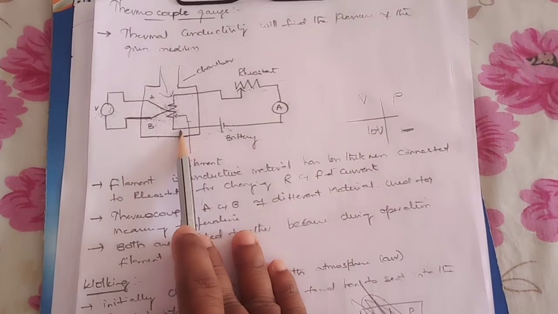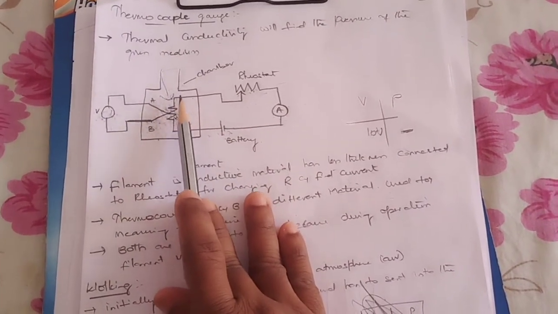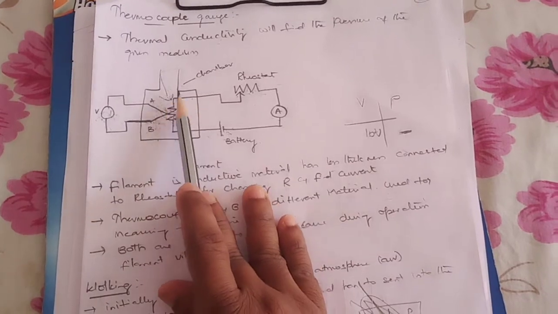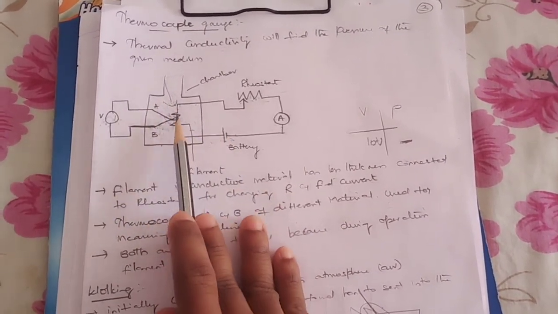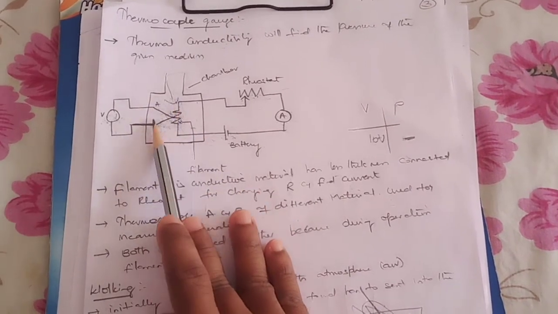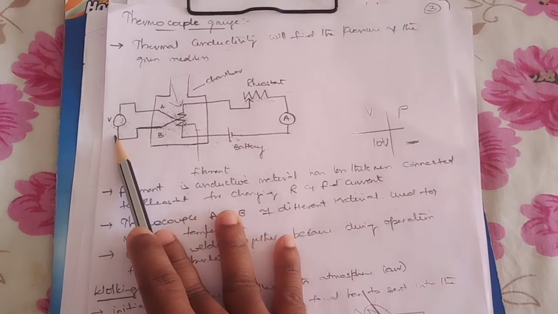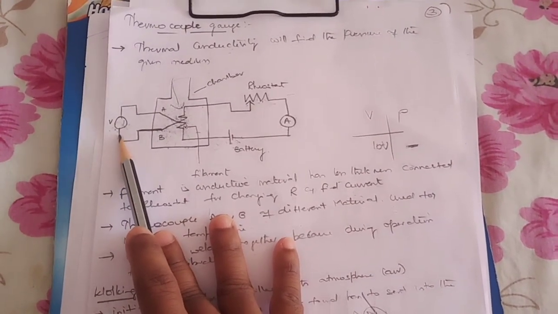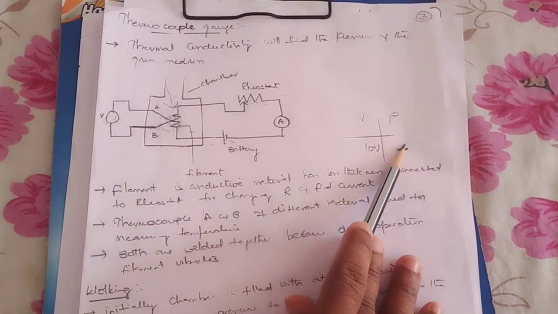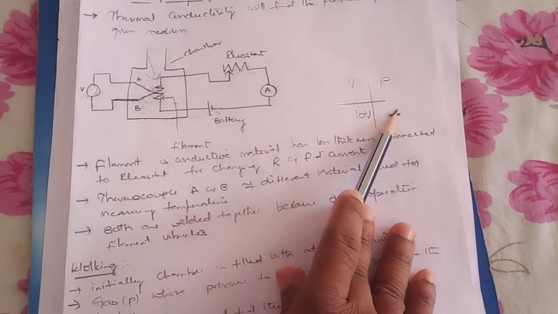So next, what shall we do? The chamber should be filled with the gas whose unknown pressure is to be found. The same supply has to be given. This creates some temperature difference. Due to this temperature difference, it will be shown in terms of voltage. The voltage reading we get, the corresponding pressure reading will be shown in their calibrated chart or calibrated scale, whatever the industries are using.